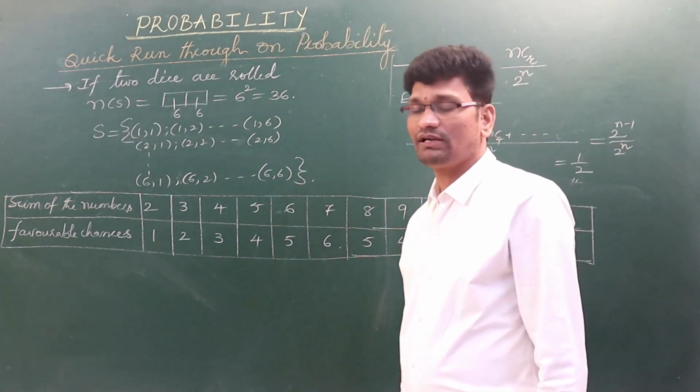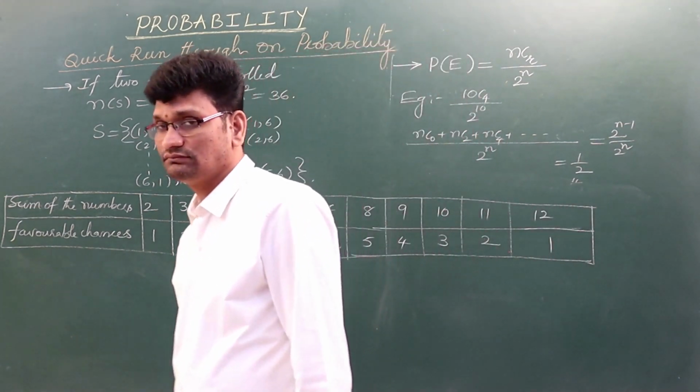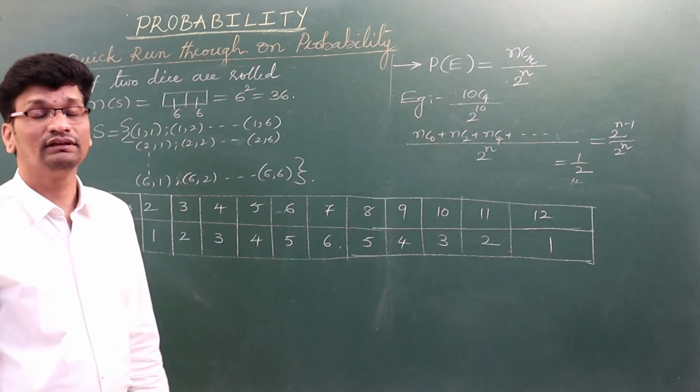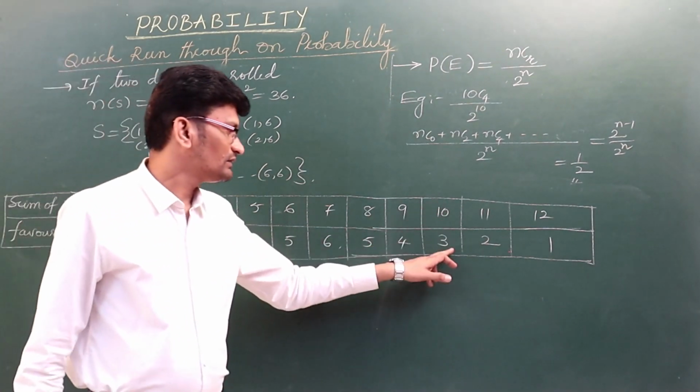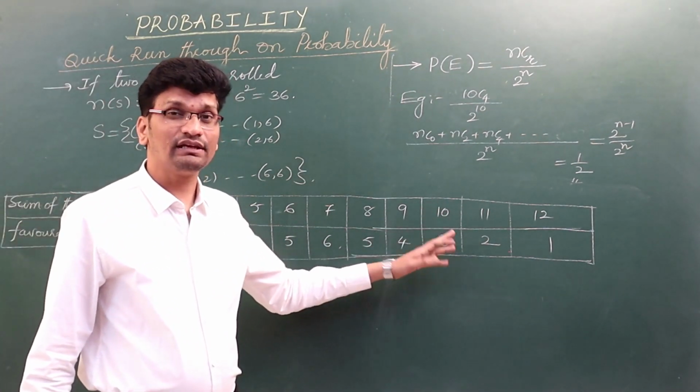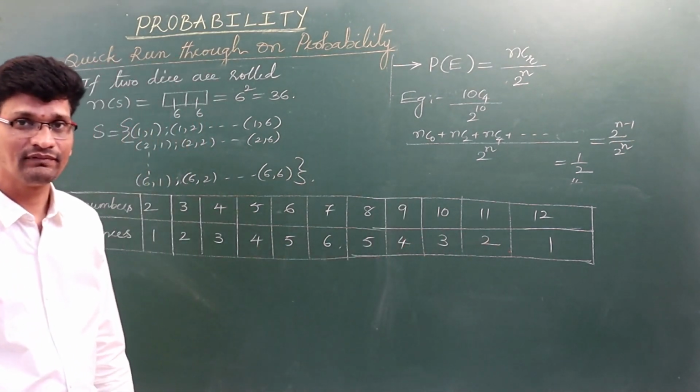After constructing this table, now I am reading a few questions. When 2 dice are rolled, what is the probability of getting their sum? Sum on the 2 faces is, for example, I want 10. Then 3 favorable chances are there. 3 by 36 is the answer.